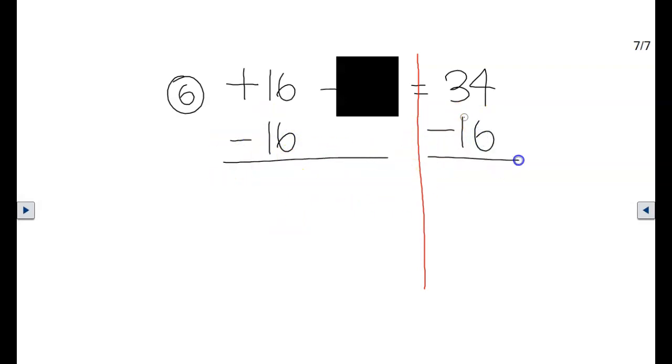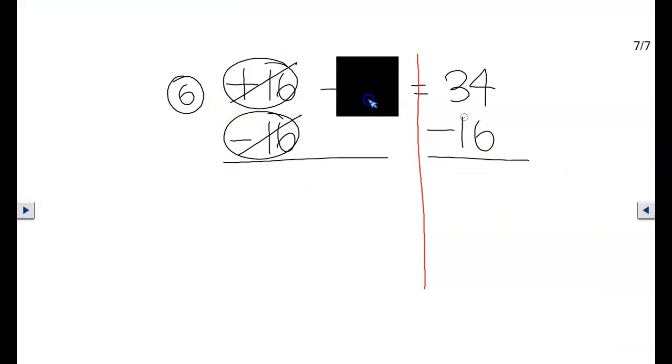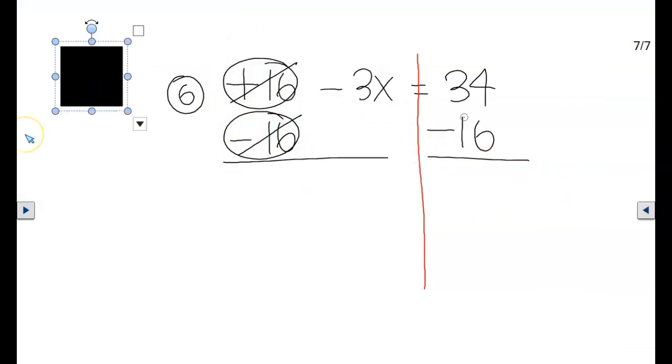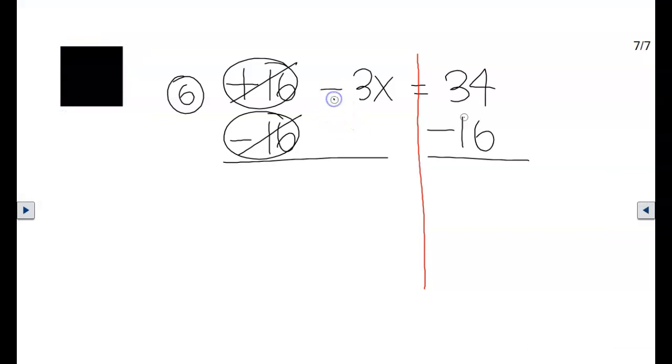Look for adding or subtracting, undo it first. So your add 16 and your subtract 16 cancel. Now, here's where I need you to pay extra special attention. When I remove the cover from the variable, I want you to look at what we have there. It's not 3x, it's negative 3x. That minus sign stays with him and makes him negative, so that's negative 3x. And that's equal to 34 minus 16, which is 18.